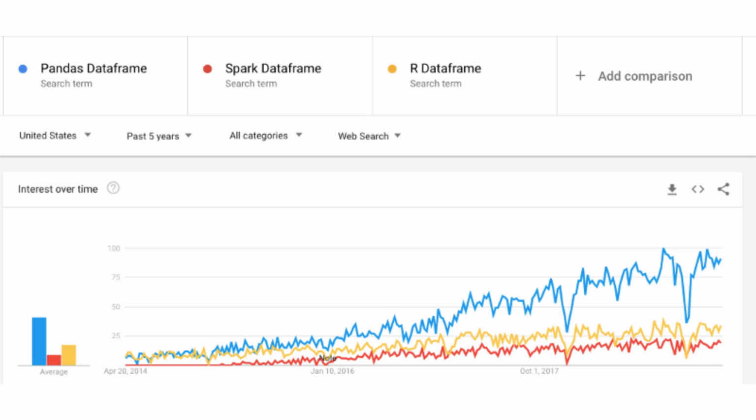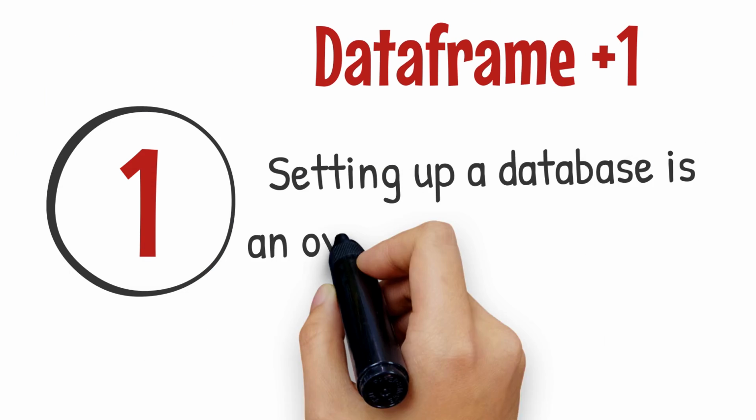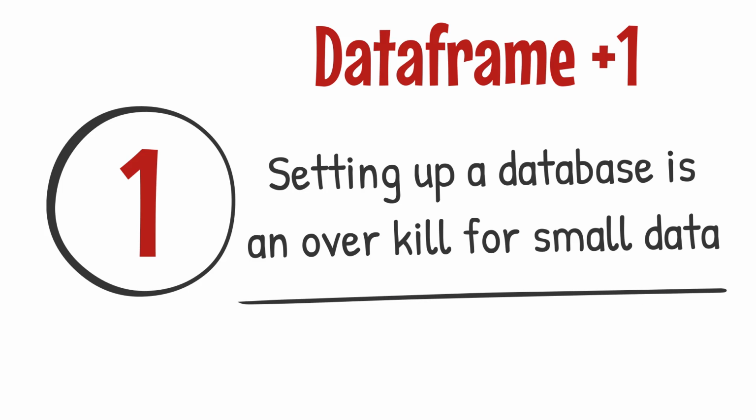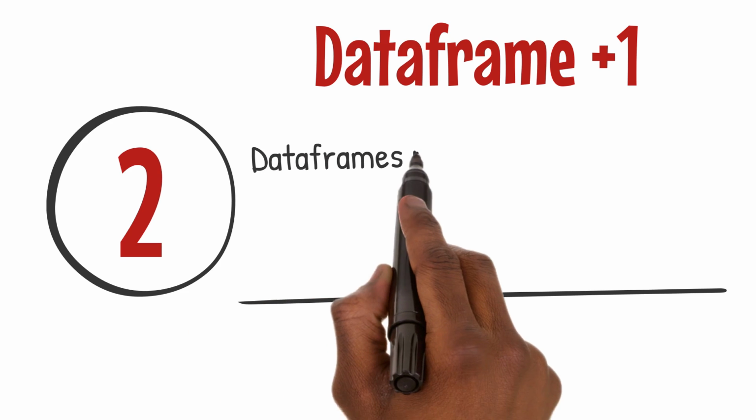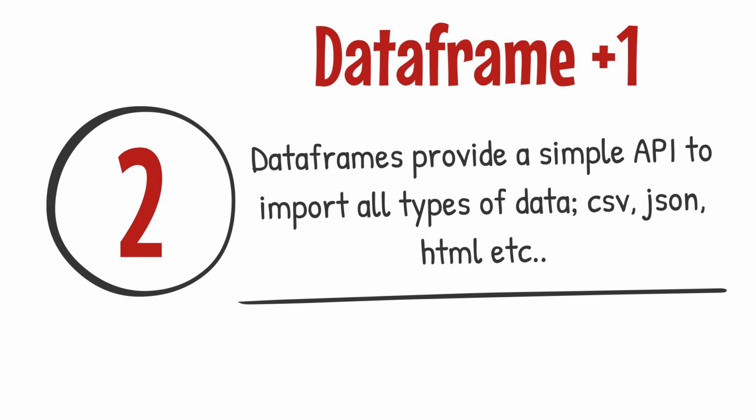queries. Here is the Google Trends on all the three Dataframes, and clearly, Pandas Dataframes is more popularly queried on the Google platform. Now let's see some advantages of using a Dataframe. For analyzing small data, setting up a regular database is overkill. Dataframes provide a simple API to import all kinds of data: CSV, JSON, HTML, etc.